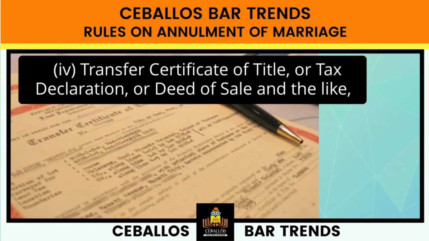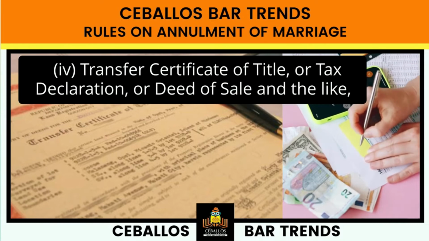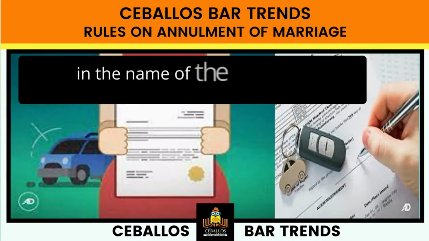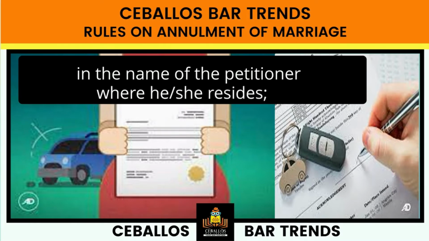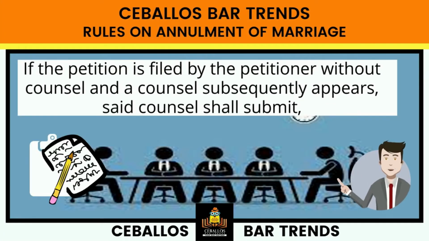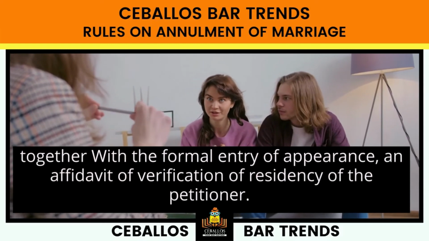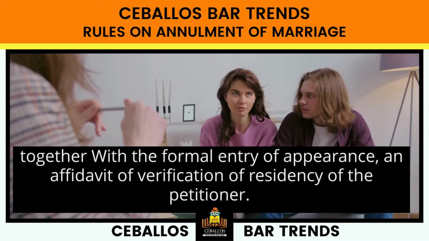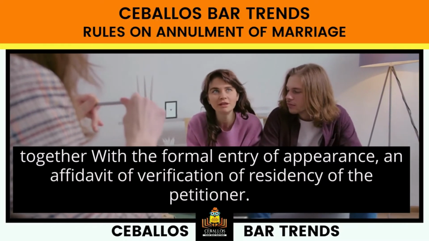Item number 4. Transfer certificate of title, or tax declaration, or deed of sale and the like, in the name of the petitioner where she resides. If the petition is filed by the petitioner without counsel and a counsel subsequently appears, said counsel shall submit, together with the formal entry of appearance, an affidavit of verification of residency of the petitioner.